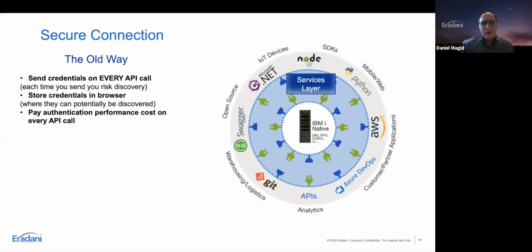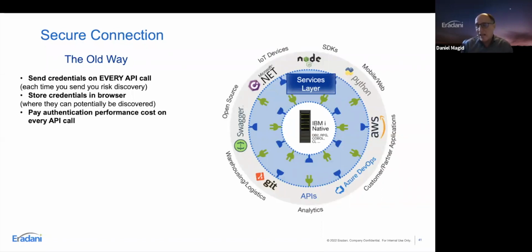Now, the old way that people were doing this is they were using IBM i credentials. So they were sending IBM i credentials on every web service call. And then if you didn't want to make the user sign on every time, you actually stored those credentials in the browser so that you could reuse them. The problem is that both of those things represent potential risks where somebody could discover the credentials. So every time you send the credentials up and down the wire, they could be discovered.